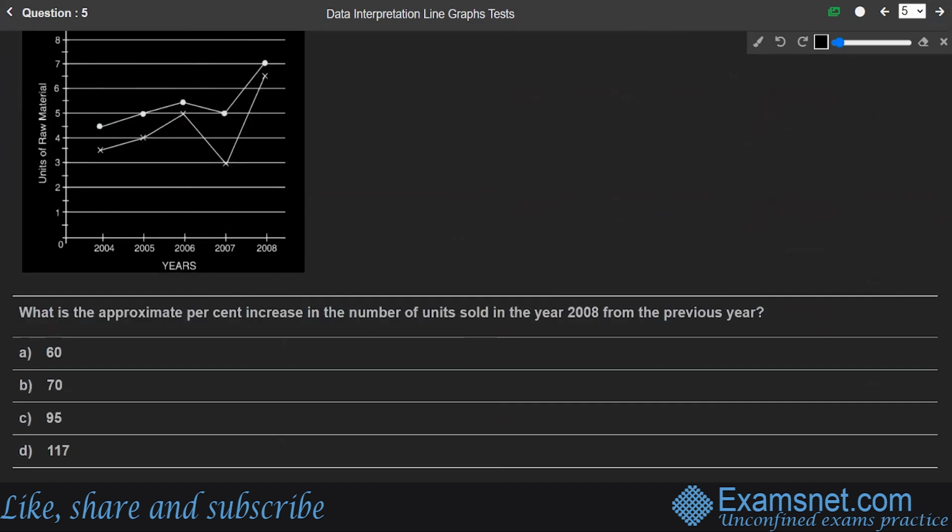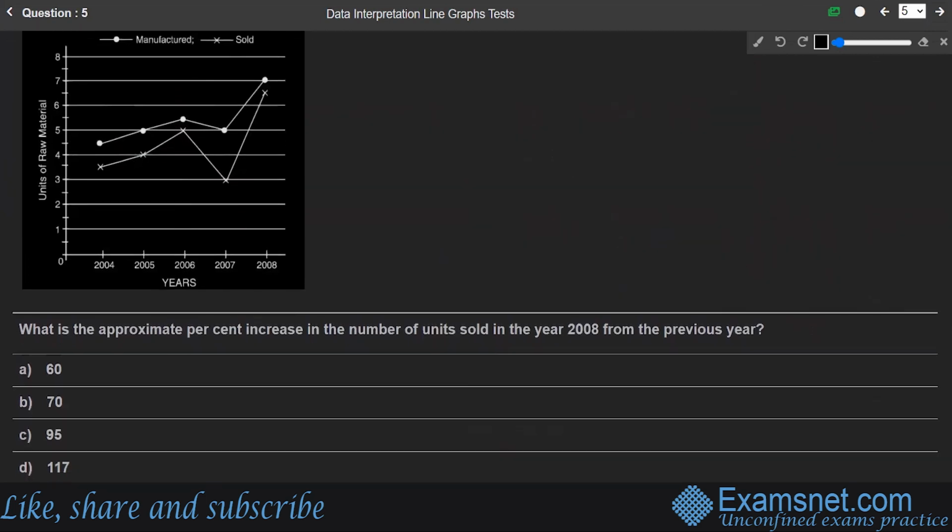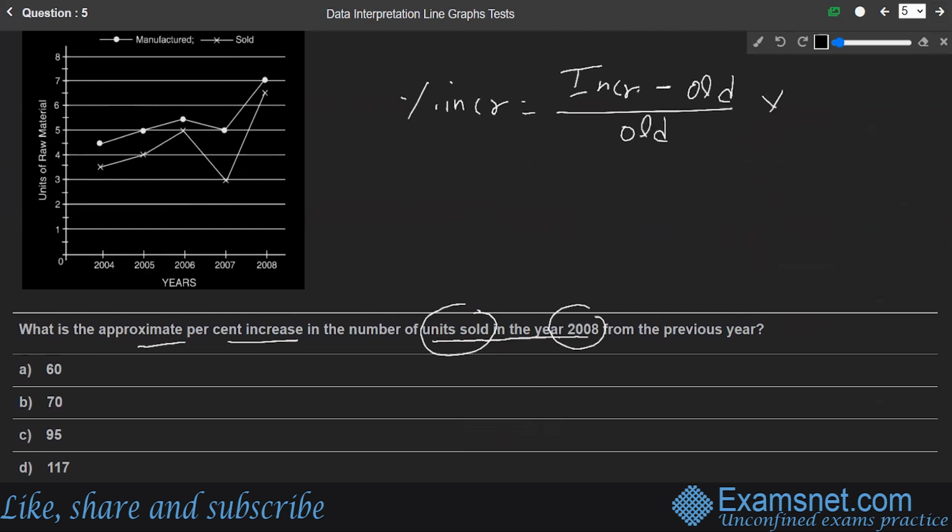Now, for the same line graph, we are supposed to answer a different question. The question says, what is the approximate percentage increase in the number of units sold in the year 2008 from the previous year? First of all, the percentage increase formula is the increased value minus the older value, divided by the older value, into 100%. This is the percentage increase formula always.